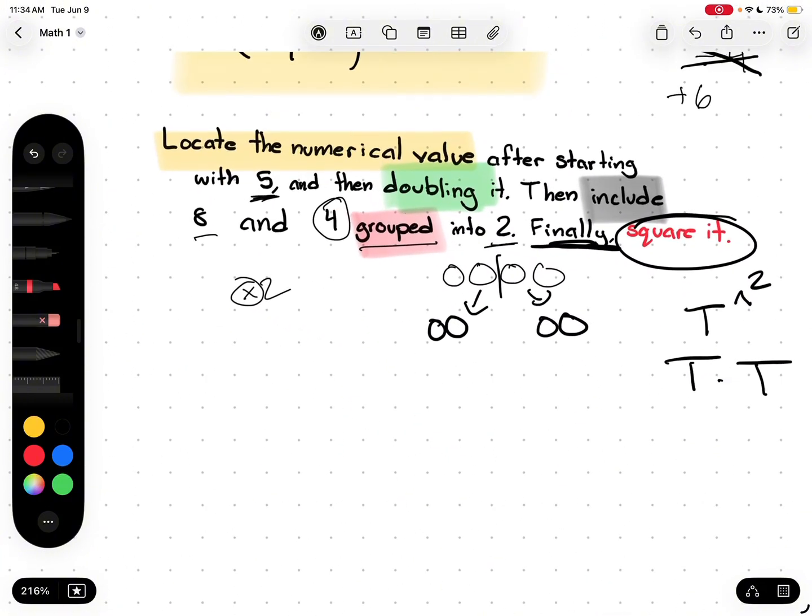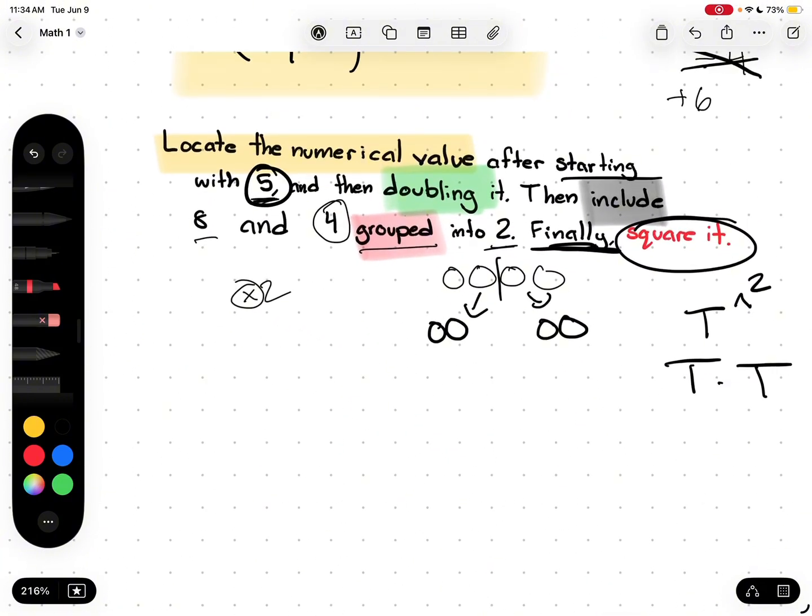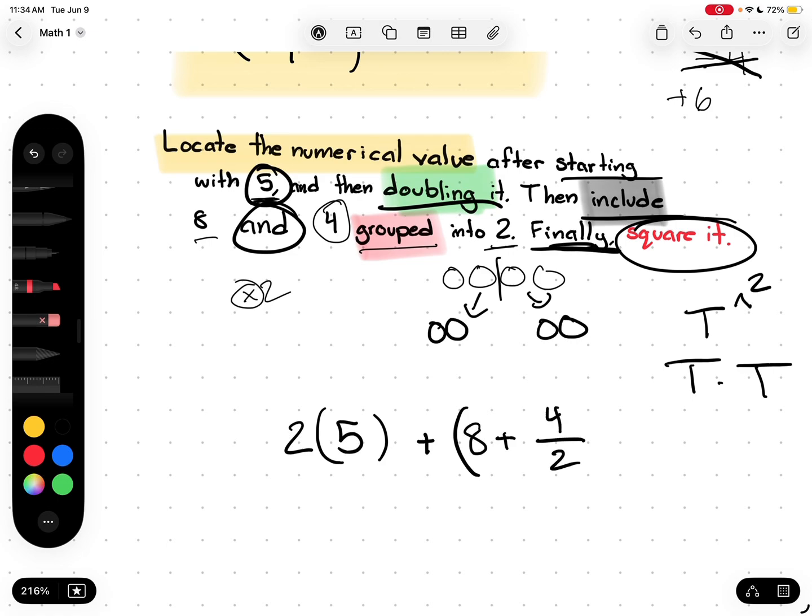So let's write down all this stuff. We started with 5. So let's go ahead with 5. Then doubling it means multiplying it by 2. Then we have to include, which means to add, 8, and also means to add. And 4 grouped into 2, because grouped is division. And then lastly, we square it.